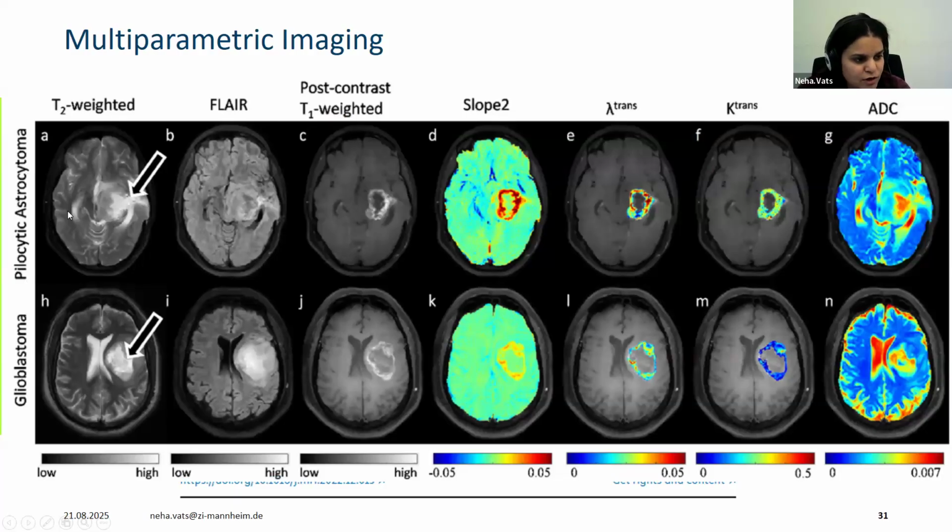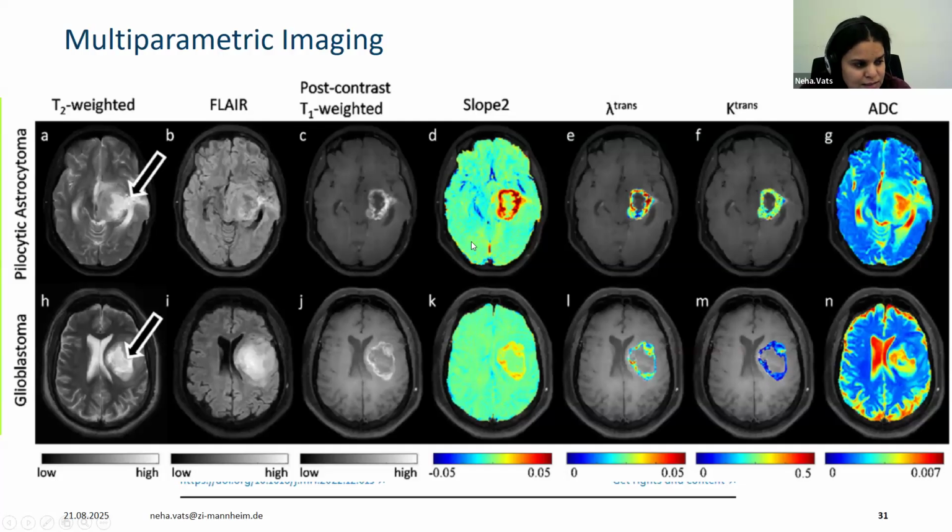So if you look at the first row, you see all these tumors. The first one is a T2 weighted image. Second is also an MR sequence, a FLAIR image. Then we have T1 weighted post contrast. From slope 2 to ADC map, you see certain parameters, certain quantitative maps that we quantified using these multiparametric images.